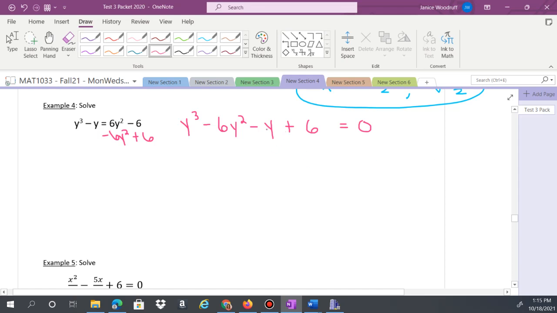All right, 4 terms, so I'm going to factor by grouping. So I'm going to split right there in the middle. I'm going to take a GCF out of each, so 4 terms. Equals factor by grouping.